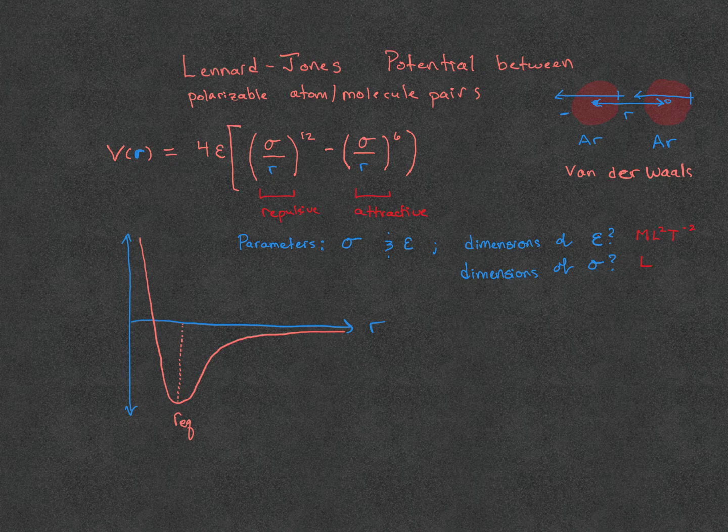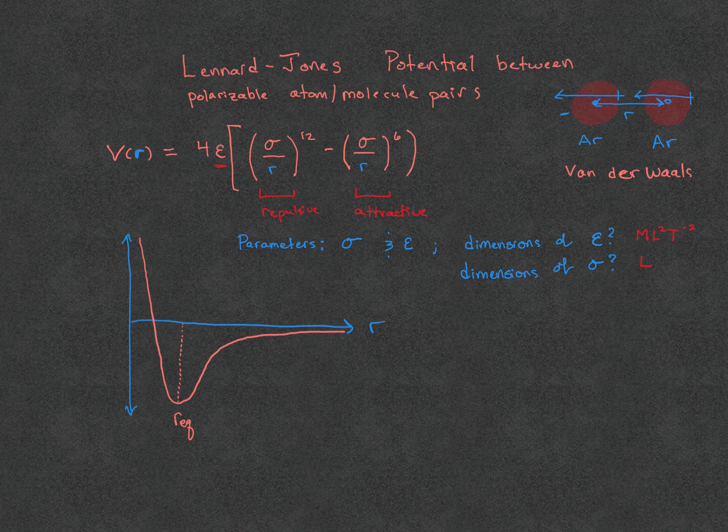Everything within this has no dimensions, so the only thing left over to have any dimensions is epsilon, and epsilon must have the same dimensions as V, which is an energy. So epsilon has to be an energetic term. It has to have dimensions of mass times length squared over time squared. Okay.